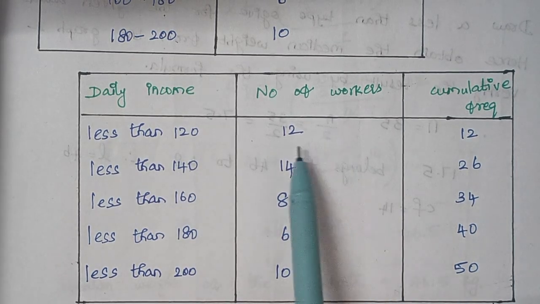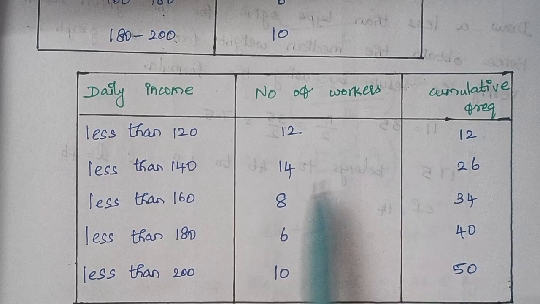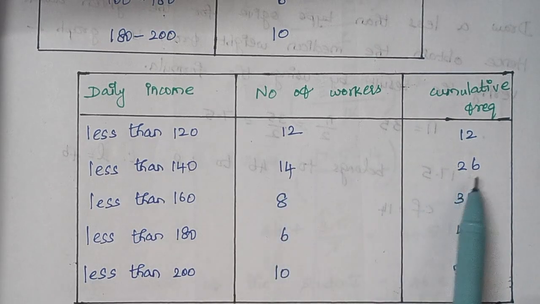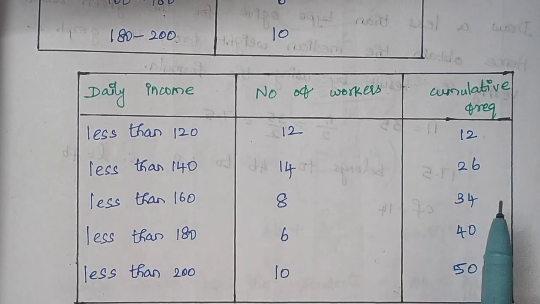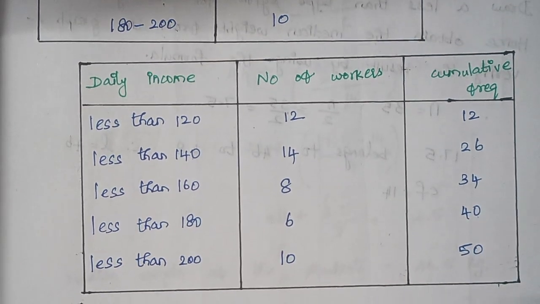So here the first step is you have to write this number as such here. Next you have to add this 12 to this 14. So 12 plus 14 gives 26 and 26 plus 8 gives 34. 34 plus 6 is 40 and 40 plus 10 is 50. Now this is the final tabulation. Now we are going to draw these data in a graph sheet.